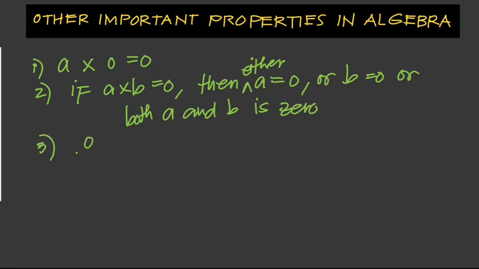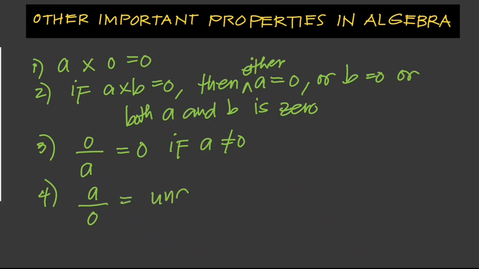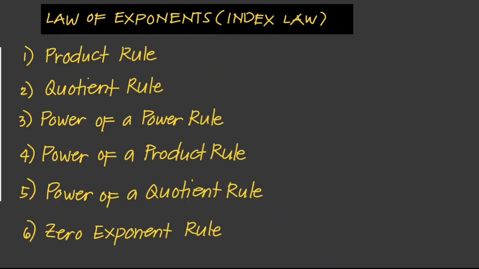Then 0 divided by any number, any integer, is just equal to 0, provided that the denominator, the number, is not equal to 0. And then any number divided by 0 is unknown or undefined. And then any number divided by infinity is just equal to 0. So now let's discuss the law of exponents.